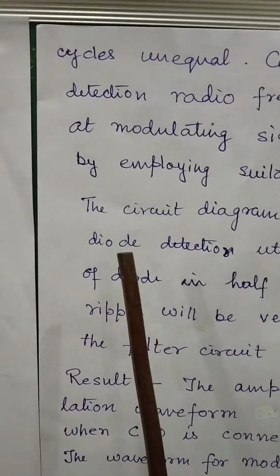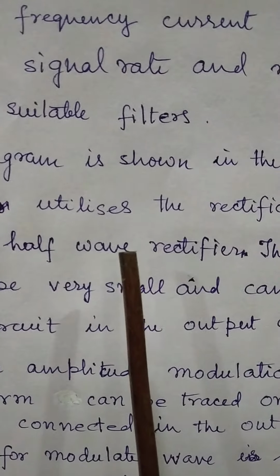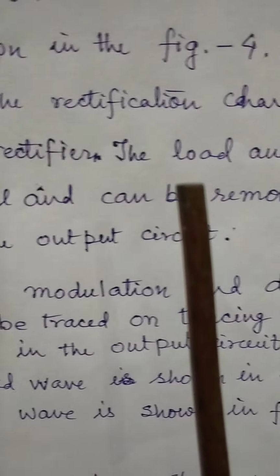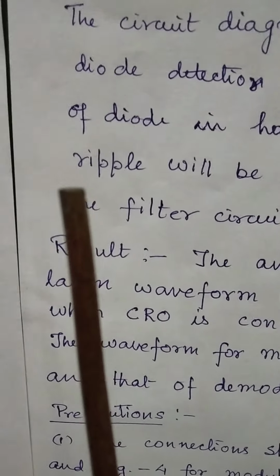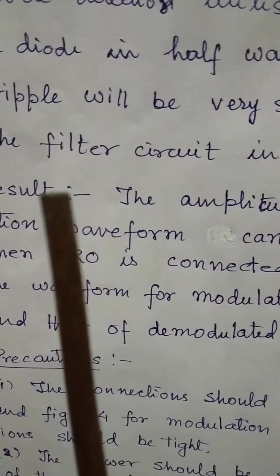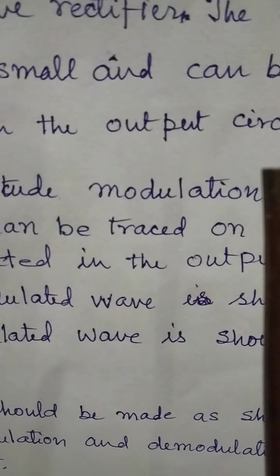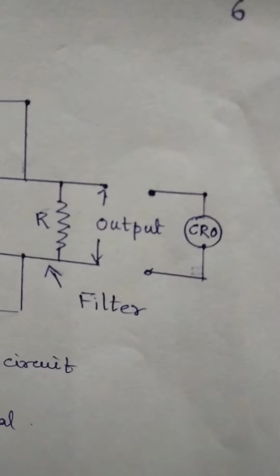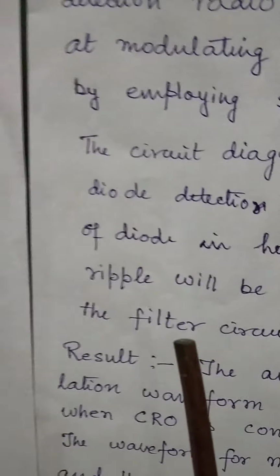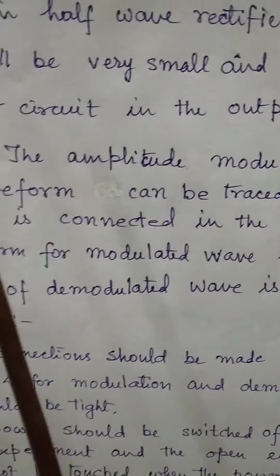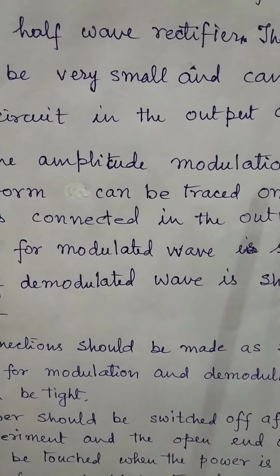The linear diode detector utilizes the rectification characteristic of the diode in a half wave rectifier. The ripple will be very small and can be removed by the filter circuit in the output circuit. This is the filter circuit, which is used to remove the small ripple.